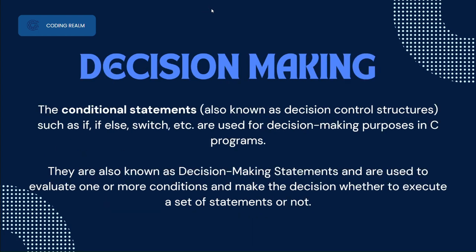Now, what is decision making? Conditional statements, also known as decision control structures, such as if else and switch, are used for decision-making purposes in the C programming language. They are also known as decision-making statements and are used to evaluate one or more conditions and make the decision whether to execute a set of statements or not. These decision-making statements decide the direction of the flow of program execution. This is the importance of decision making.